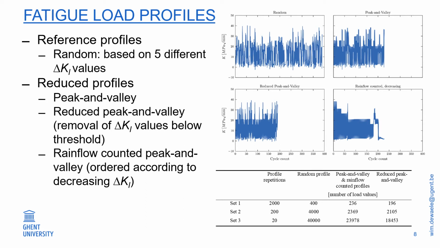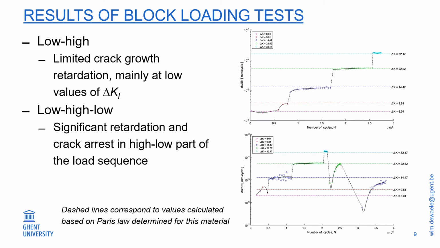The main difference is that the load profiles are one order of magnitude larger in number of values, and accordingly the number of repetitions is one order of magnitude lower to result in the same total number of cycles. So let's look at some results, first some results of the block loading tests. At the top right, you see the results of the low-high sequence. At the bottom right, you see the results of the low-high-low sequence.